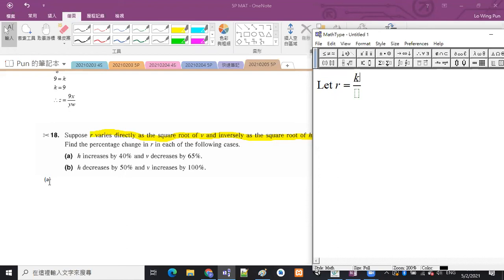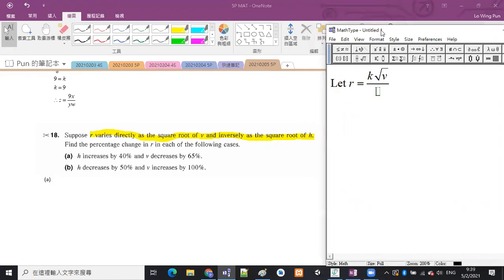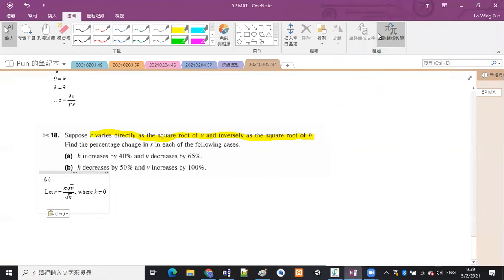Square roots of V. What is meant by square root? 開方 V. And inversely as the square roots of H. So inversely, that is going back to the bottom. And it should be square root of H, like this. Is that okay? And then where k is not equal to 0. This is the first sentence.